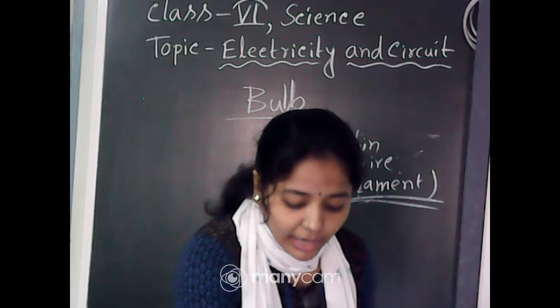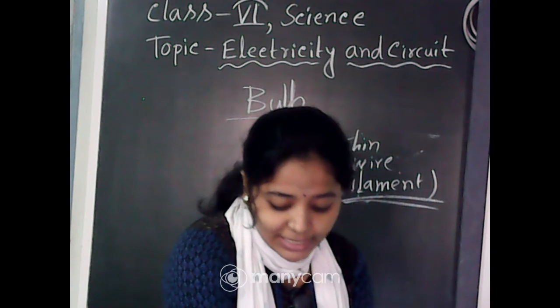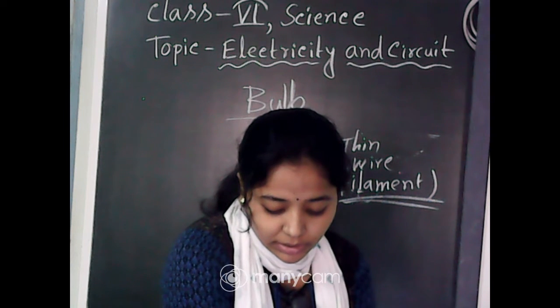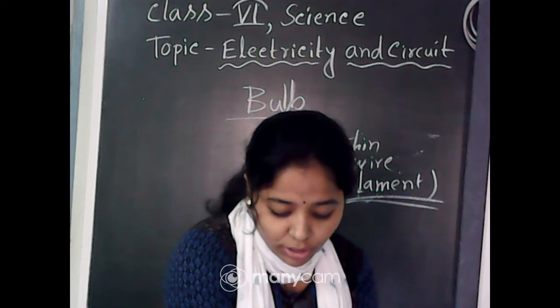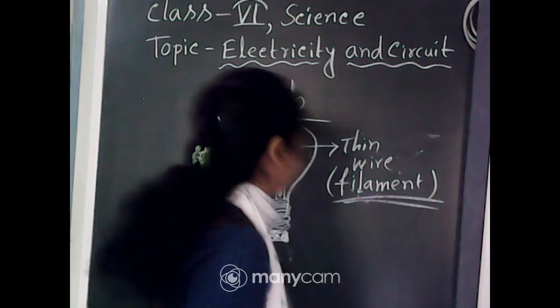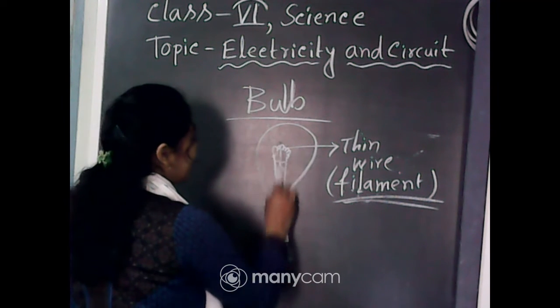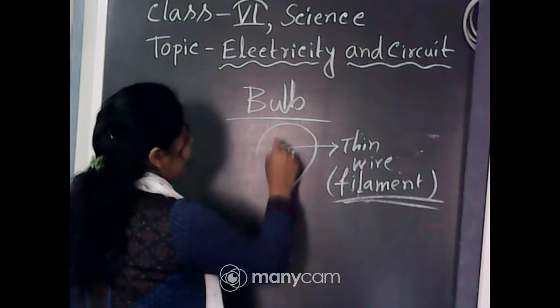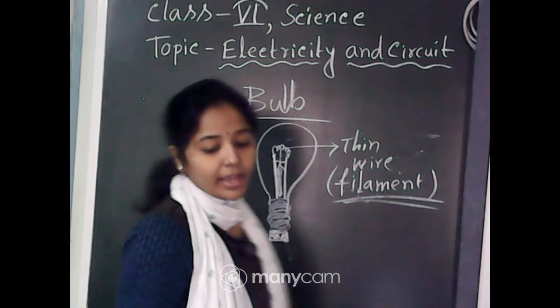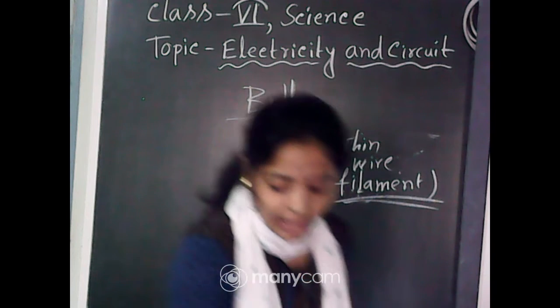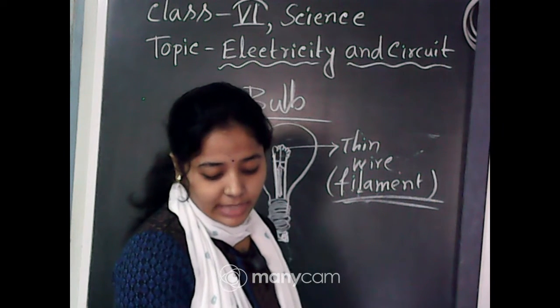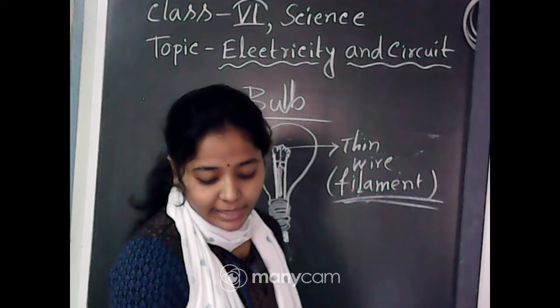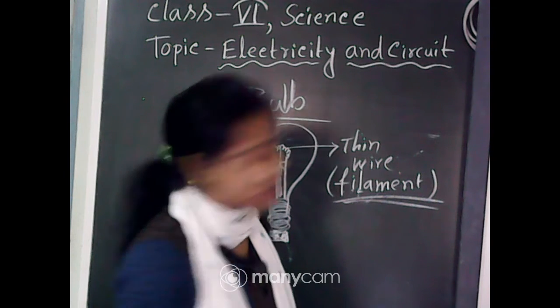Very good. Now the filament is fixed to two thicker wires which also provide support to it. You can see on both sides there are two thick wires through which the filament is supported. Okay, understood this point? Now one of these thick wires is connected to the metal case or the base of the bulb.